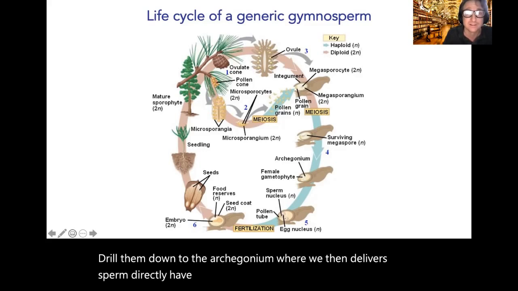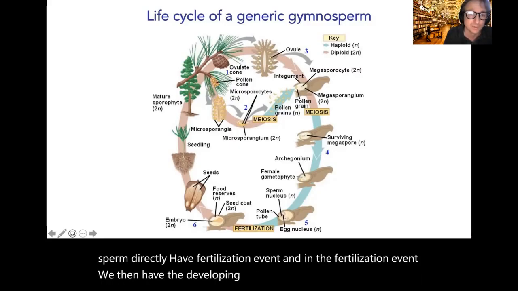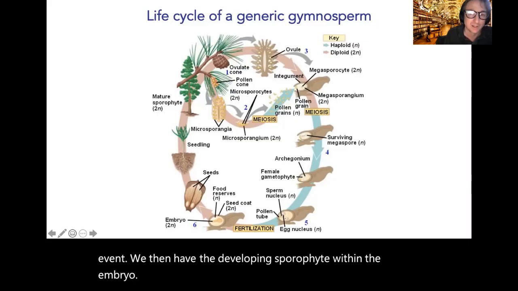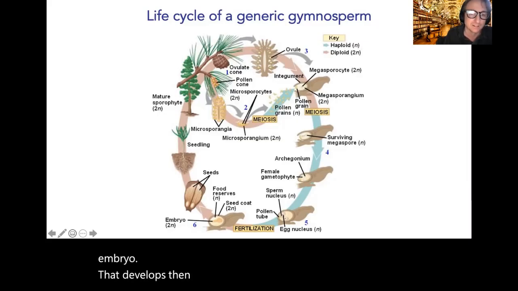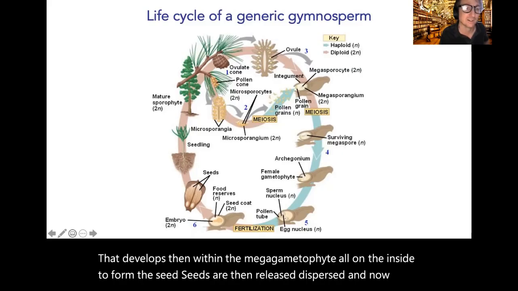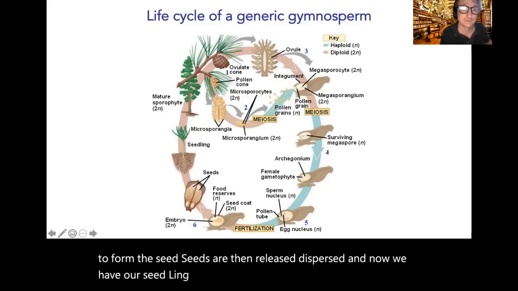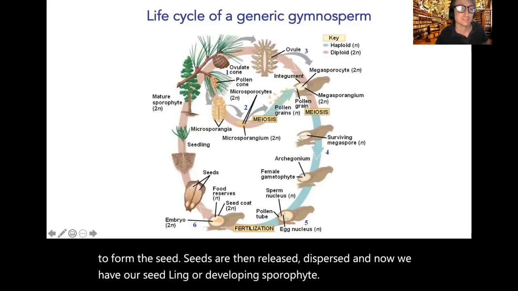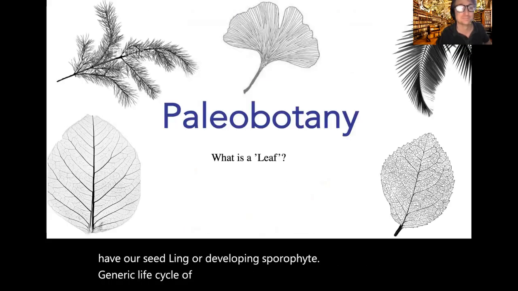And in the fertilization event, we then have the developing sporophyte within the embryo, and that develops within the megagametophyte, all on the inside, to form the seed. Seeds are then released, dispersed, and now we have our seedling, our developing sporophyte. Okay. Generic life cycle of a generic gymnosperm.